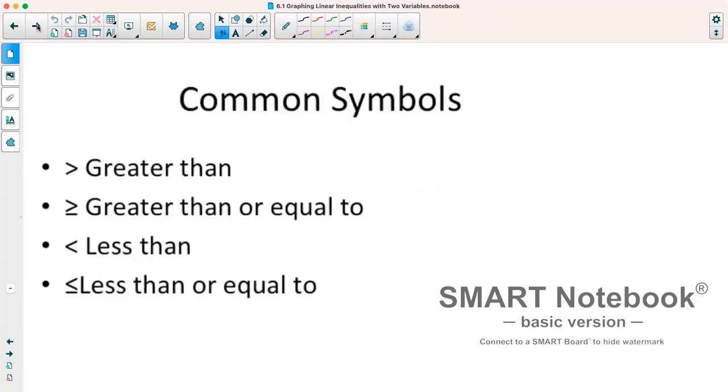So some common symbols: if we have this inequality here, that means greater than. This same one, but with a horizontal line under it, means greater than or equal to. If it's pointed the opposite way, it's less than. If it has a horizontal line under again, it becomes less than or equal to.